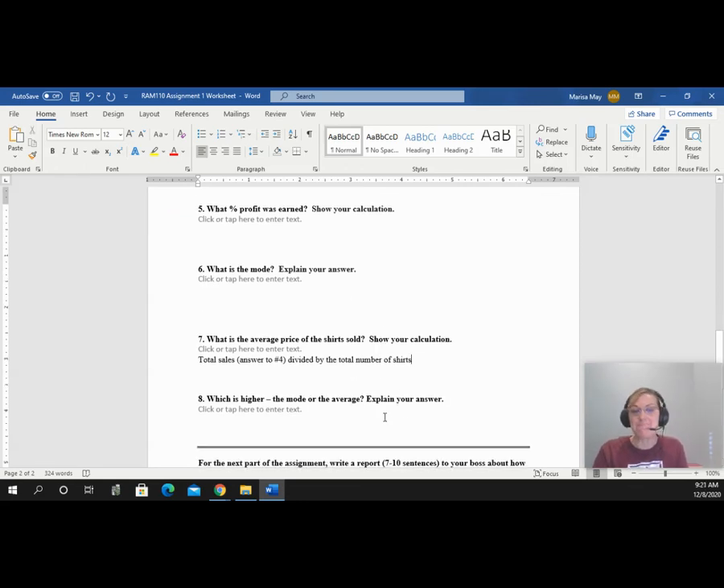And then number 8, you're going to compare your answer for number 6 and number 7. Tell me which one's higher. Was the mode in number 6 higher, or was the average price in number 7 higher? There's no math for this one. You've already done the math in 6 and 7. You're just going to analyze here.